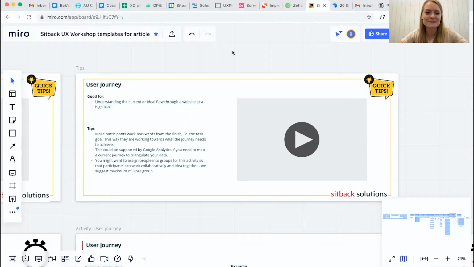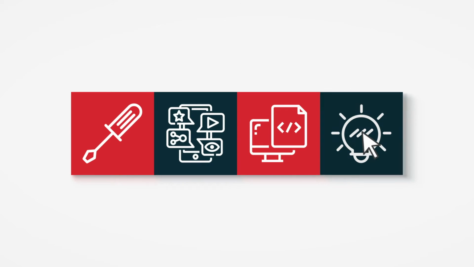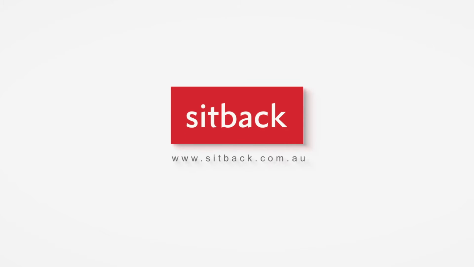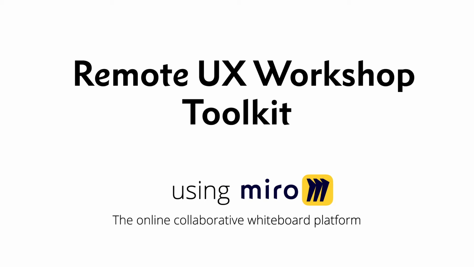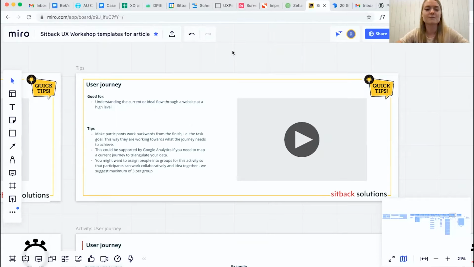This next activity that we're going to be looking at is user journeys. So this is a really good activity for mapping out either a current user journey, so the current state, or looking at an ideal flow, I guess, for a new website redesign.